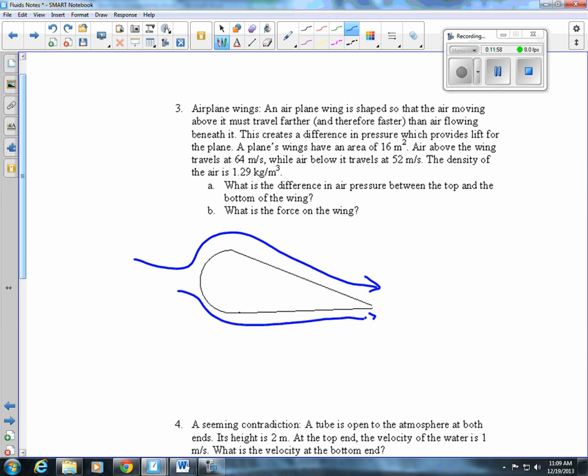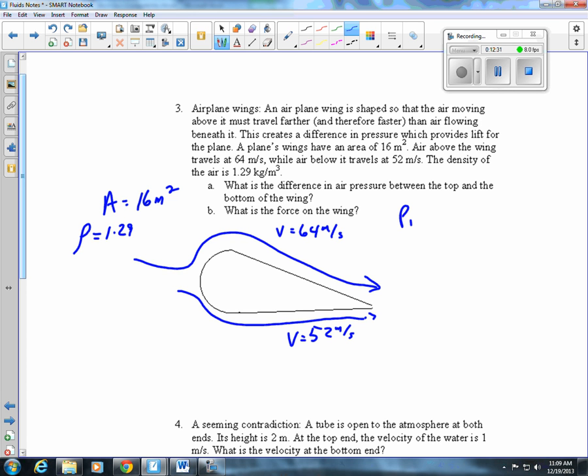Now, we're given here that the velocity up here is equal to 64 meters per second. We get down here that the velocity here is 52 meters per second. Okay, we're given that the area, we're going to use at some point, is 16 meters squared, and we're given that the density is 1.29. And then what is the difference in air pressure between the top and the bottom of the wing? These are moving, air is a moving fluid in this case, so we have to use Bernoulli's equation.